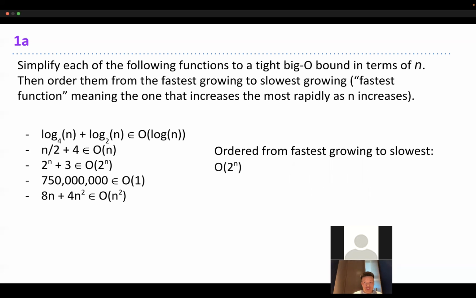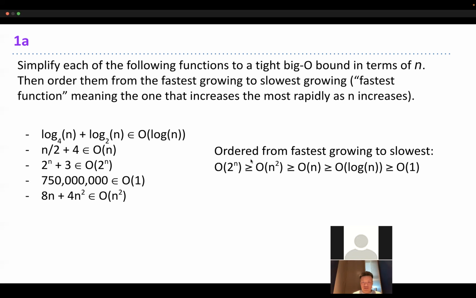All right, ordering these from fastest growing to slowest growing, we have O of 2 to the n. If we go back to a couple slides earlier, you can see that exponential functions grow incredibly fast. If you just go from n is 2 to n is 3, it's going to skyrocket. So 2 to the n is the fastest growing out of these functions. Next up, we have n squared, our quadratic function. Then we have O of n, linear, O of log n, logarithmic, and then O of 1, constant.